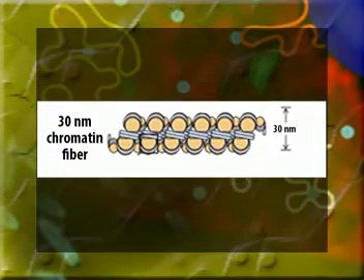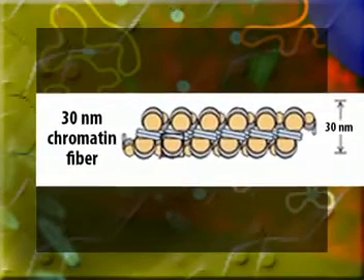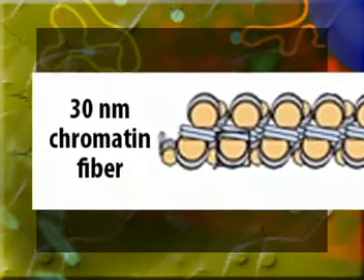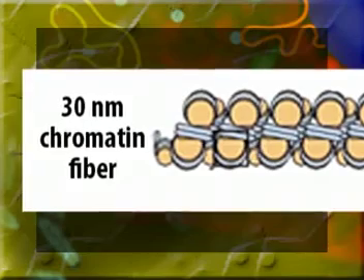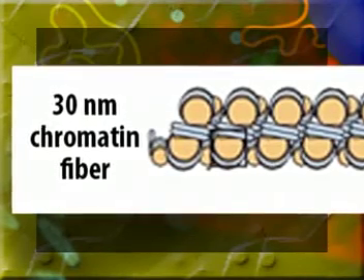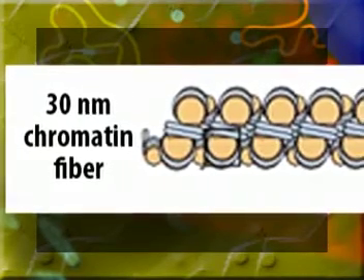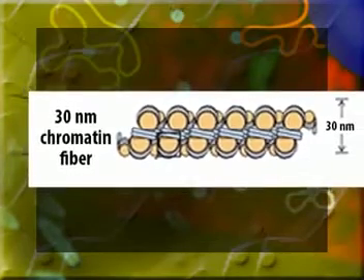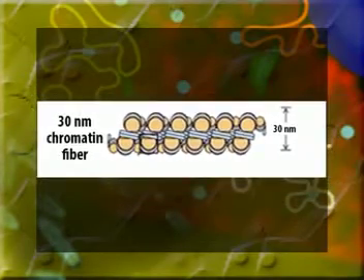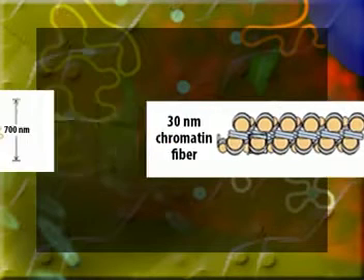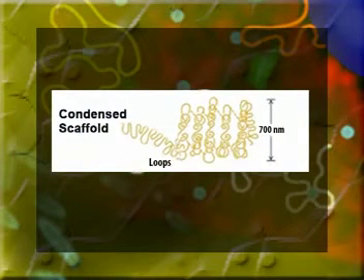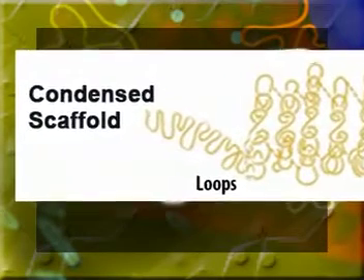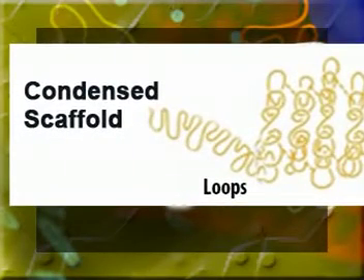The second level of packaging is the coiling of beads in a helical structure called the 30 nm fiber that is found in both interphase chromatin and mitotic chromosomes. This structure increases the packaging ratio to about 40. The final level of packaging is determined by the organization of the 30 nm fiber itself.